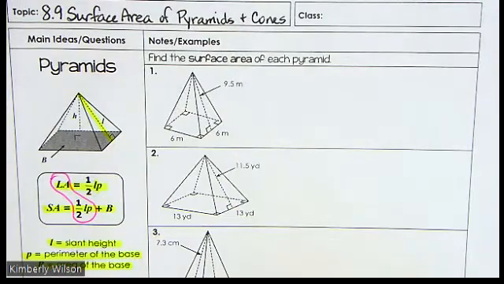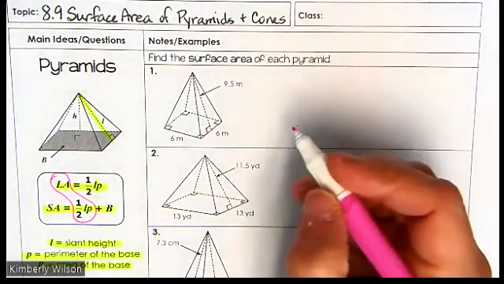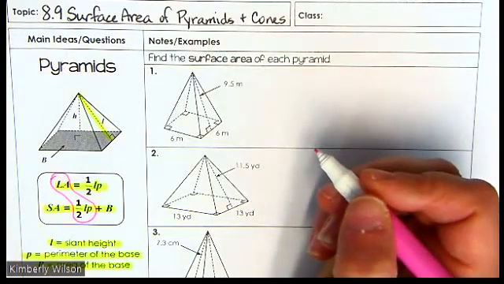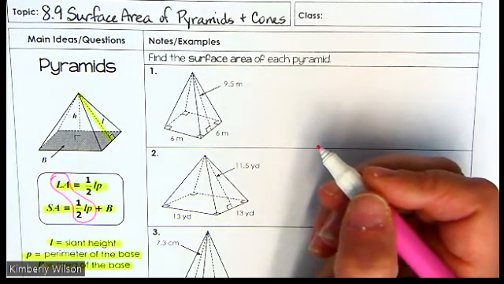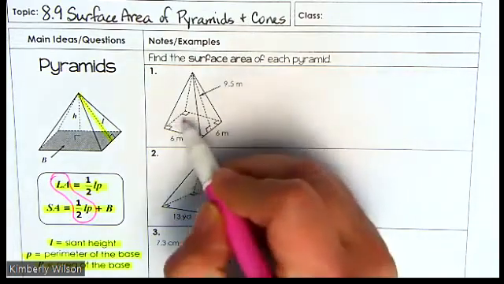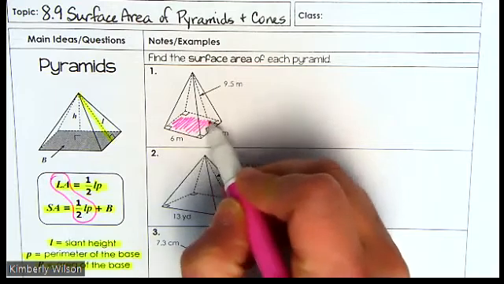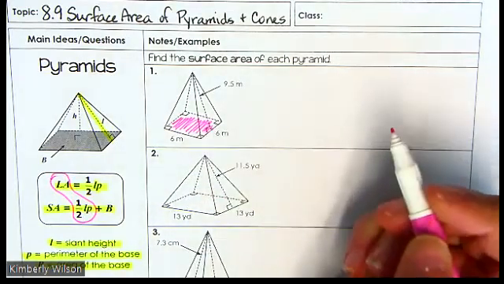So now let's work the problem. Well, first thing we do is we're going to go through and we're going to label what these numbers represent. First off, we're going to label what's the base. So I'm going to say this shape right here is opposite the point. So this is my base.